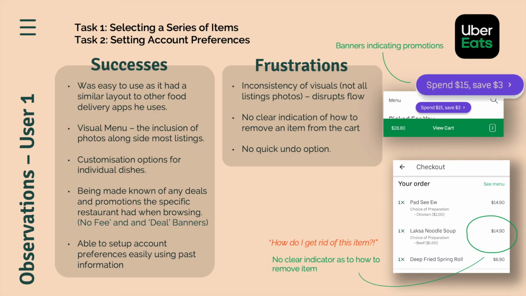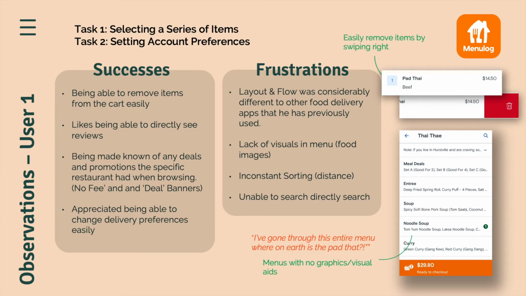His experience with Menulog had similar successes to Uber Eats, as he was able to easily remove items from the checkout. However, he did have some major frustrations with Menulog, the first being the lack of photos in the menu, and the second being that the flow and layout of the app was drastically different to other food delivery apps, which caused him to repeatedly make mistakes as things weren't where he commonly expected them to be.